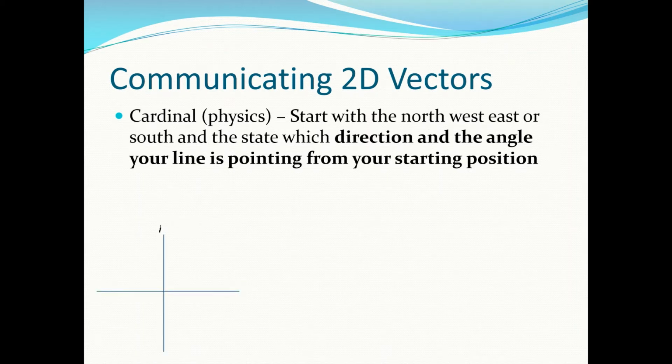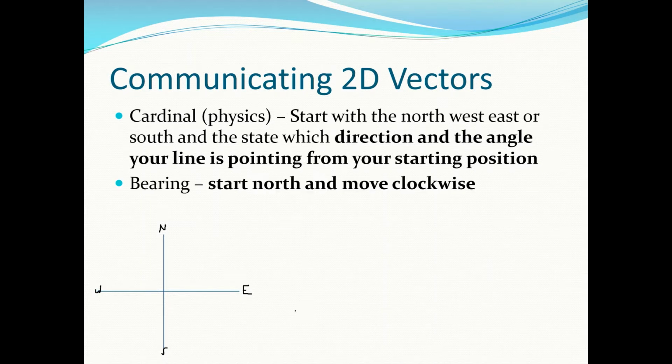With this one, we just use north, east, south, and west. The second one is called bearing, and you start north and move clockwise. That one looks like this, and we use degrees. So this is 0, we move clockwise this way. So this is going to be 90 degrees, 180 degrees, and 270 degrees.